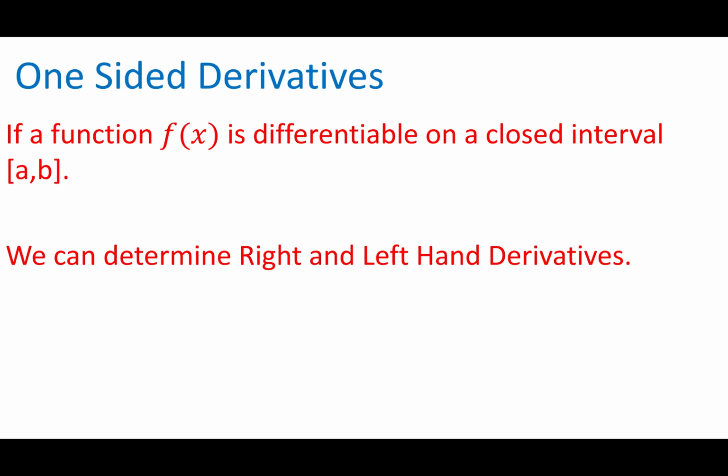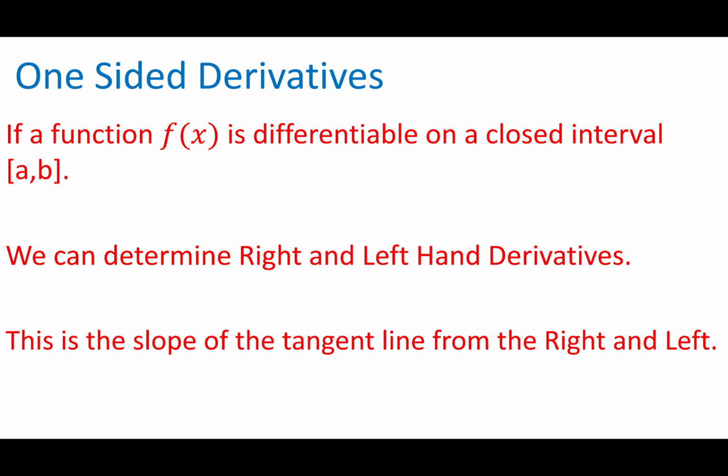Okay. We have what's called one-sided derivatives, just like we had one-sided limits, left and right-hand limits. The reason we did all that limit work is because it ties into derivative stuff. It is the foundation of derivatives. So one-sided derivatives, if a function f of x is differentiable on a closed interval, we'll just say from some a to b, we can determine right-hand derivatives, and this is the slope of the tangent line from the right and the left. So we determine limits from the left and the right. Now we can determine one-sided derivatives, okay, going from the left and the right.